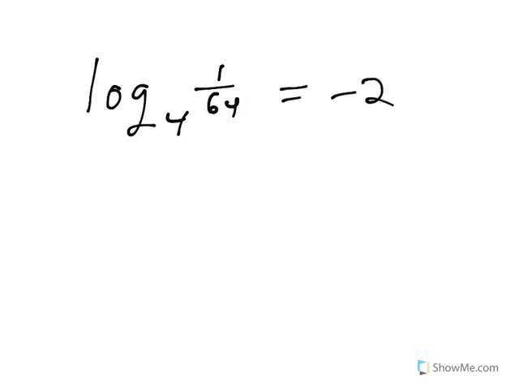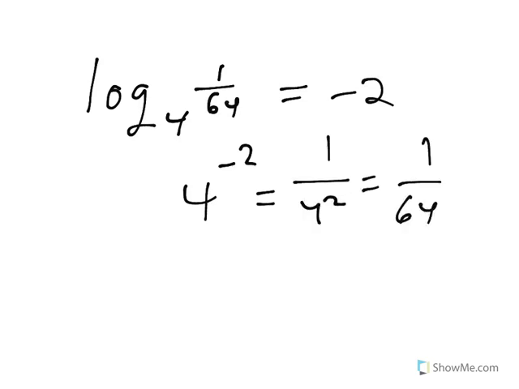But you could even do something like log base 4 of something less than 1, like 1 over 64. That equals negative 2, because 4 to the negative 2 power is 1 over 4 squared, which is 1 over 64. So when you get small numbers here, you generally get negative numbers here.